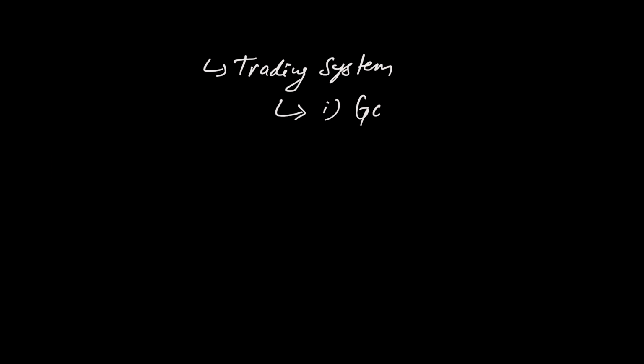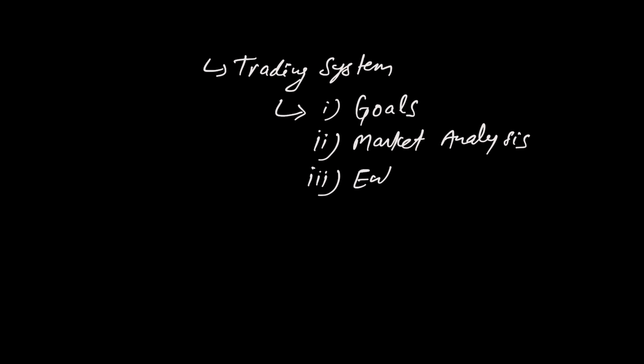Okay, so now let's make a plan for how we are going to tackle this. First, we will understand the trading system. In this, first we will define our goals and style. So I'll just write the goals. Then we will understand the market analysis. Then we will move to the third part, which is entry and exit rules. The fourth part will be risk management.